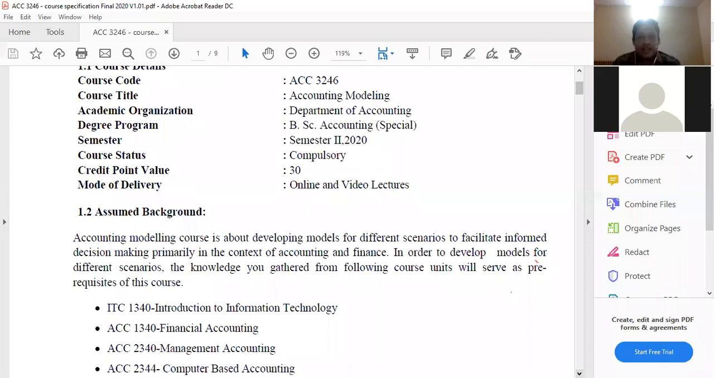This is accounting modeling, and we are offering this course in the third year, second semester. It is a compulsory course, and it is a 2 credit course. Therefore, we have planned our lectures for 2 hours, going by 2-hour lectures for a period of 15 weeks. So 2 hours into 15 is 30, and 1 credit value is equal to 15 hours. Therefore, we'll be engaged in direct interaction with you for 30 hours.